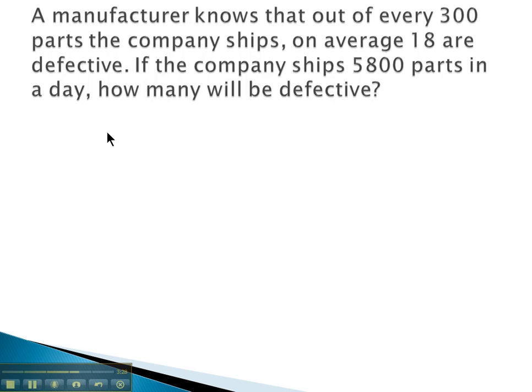What we're comparing in this problem is the parts that we ship compared to the parts that are defective. So we'll set up our proportion, labeling the numerator as the ones we ship, the denominator as the defective ones. Technically, we can put those in either order as long as once we've labeled them, it stays that way for the whole problem.